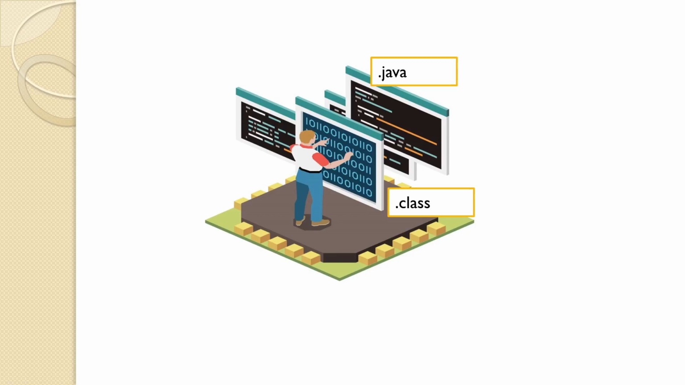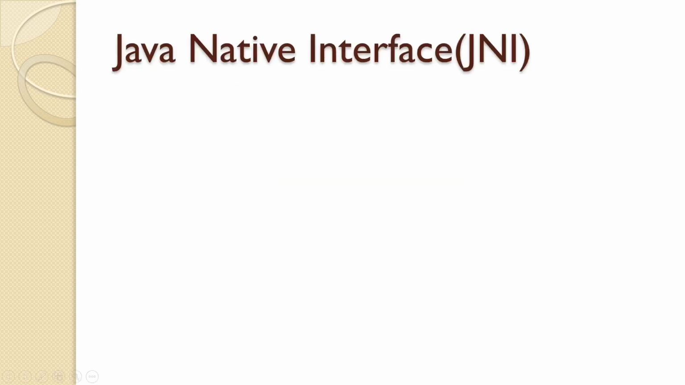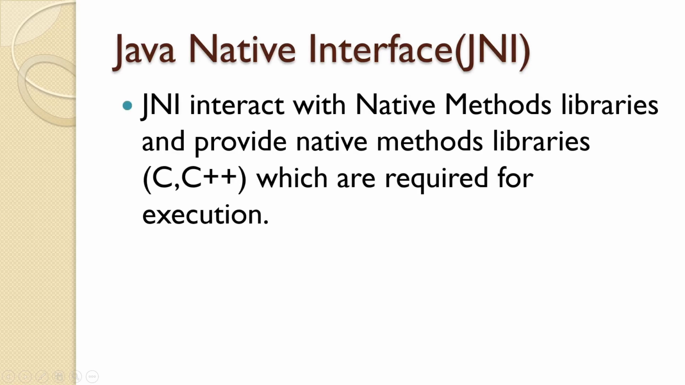Now let's see what is Java Native Interface, that is JNI. It is an interface which interacts with the native method libraries and provides the native method libraries like C, C++, etc. for executing. It enables JVM to call C and C++ libraries and to be called by the C and C++ libraries. It just interacts with the other native libraries of C and C++. That's all about the Java Native Interface.